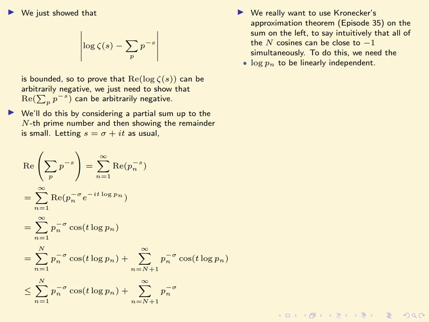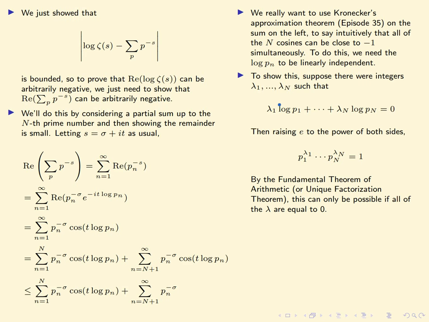Because this is the same as multiplying by 1 everywhere, and multiplying by cosine is going to be less than that. Okay, and then once we have this, notice that there's a bunch of these cosine terms here, so we want to use Kronecker's approximation theorem from episode 35 on the sum. Intuitively, we can get all capital N of these cosines, this is a finite sum, to be close to -1 simultaneously. Although this is actually a bit too strong, we can just use the fact that they're all sufficiently negative. But to use Kronecker's theorem, we must require that these log of p sub n's, these coefficients in front of the t, be linearly independent over the integers.